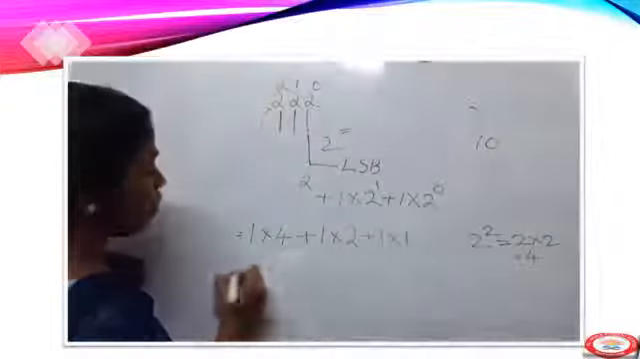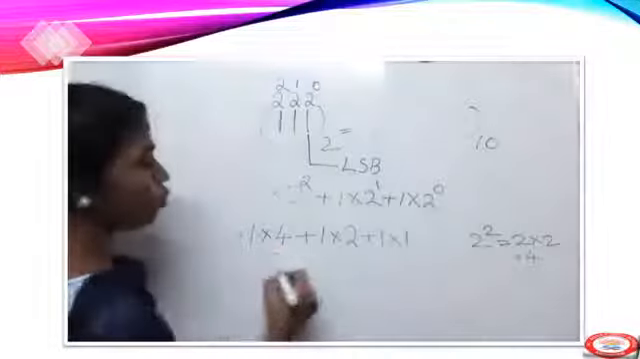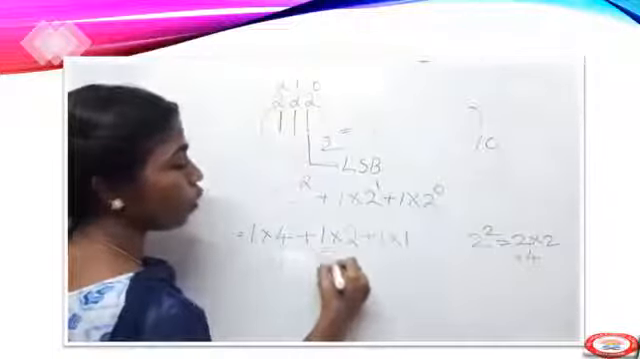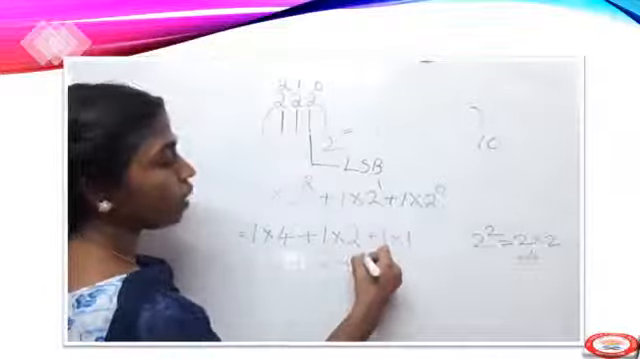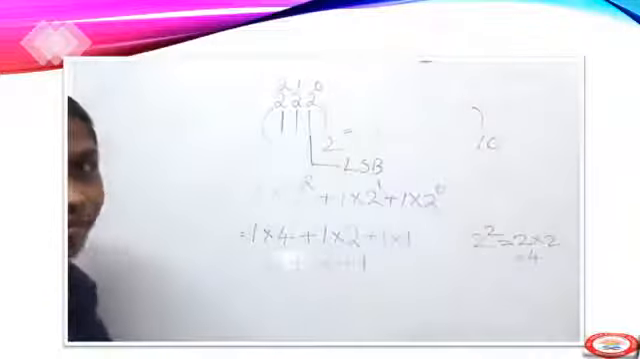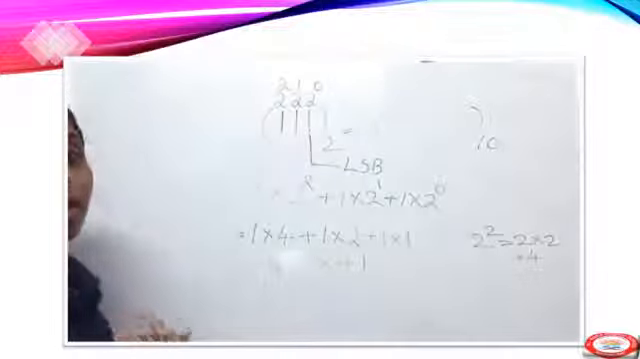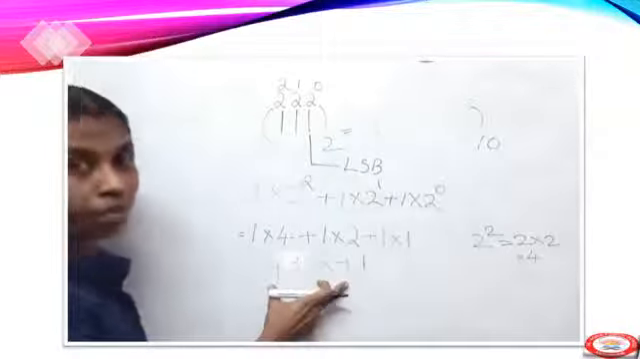Then 1 into 4 is equal to 4, plus 1 into 2 is equal to 2. Then 1 into 1 is equal to 1. Clear? Okay. Then what is the last step? We have to add the result of each multiplication.